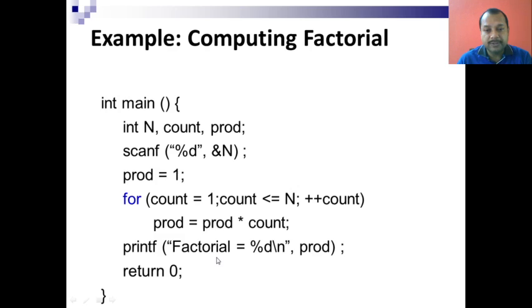I will print the factorial using printf with %d and product, and then return 0. Now I understand some of you may be thinking that since I am initializing product with 1, instead of starting from count equals 1, I can start from count equals 2. Yes, absolutely fine, that's not a problem. So you can make small changes like that, and the implementation may vary from one person to another.